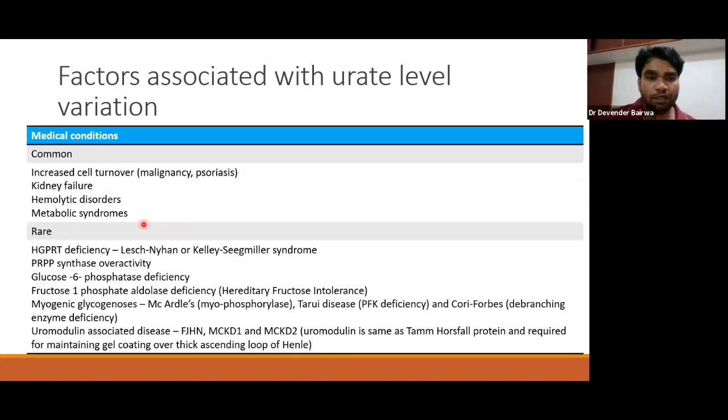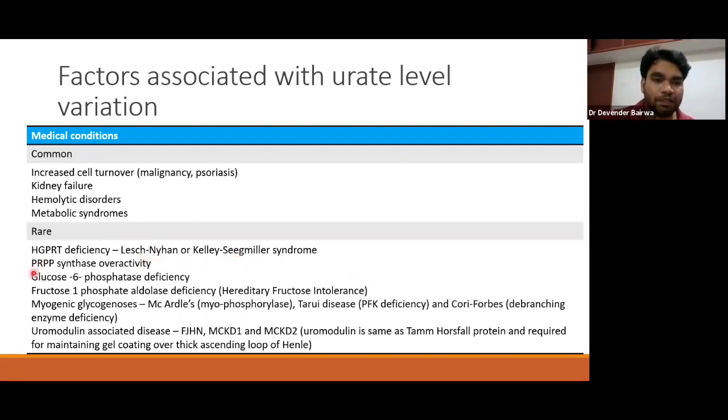Then this table shows medical conditions, common and rare, which can also lead to high uric acid levels. Common conditions are increased cell turnover, as in malignancy and psoriasis, then renal failure with low GFR and low urate excretion, immunity disorders, and metabolic syndrome. All these are associated with hyperuricemia. Then rare conditions like HGPRT or HPRT deficiency: complete deficiency is known as Lesch-Nyhan syndrome, and partial deficiency as Kelly-Seegmiller syndrome.